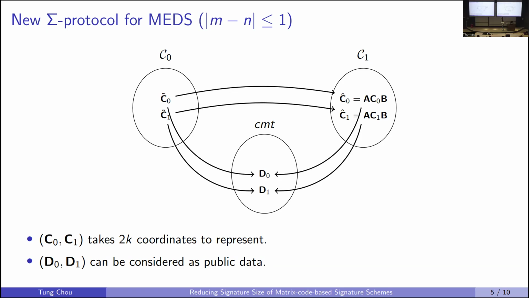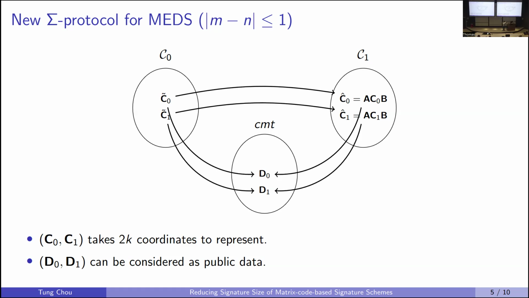And you can actually use one seed to derive all the D0, D1 matrices in all the rounds when you apply the Fiat-Shamir transform. Okay, so this variant, of course, you still need to send the seed, but the seed is just a very small portion of the signature.